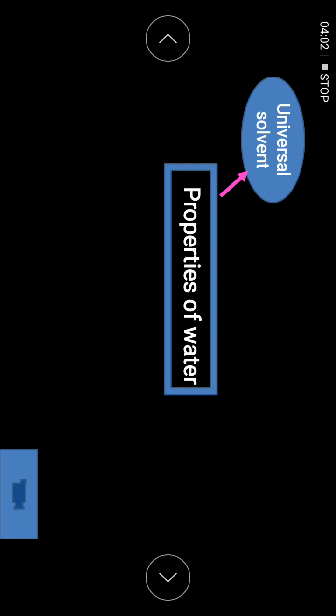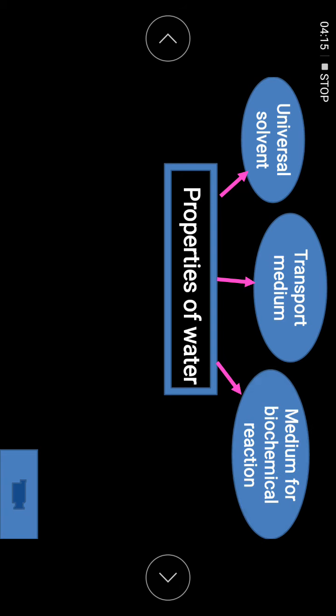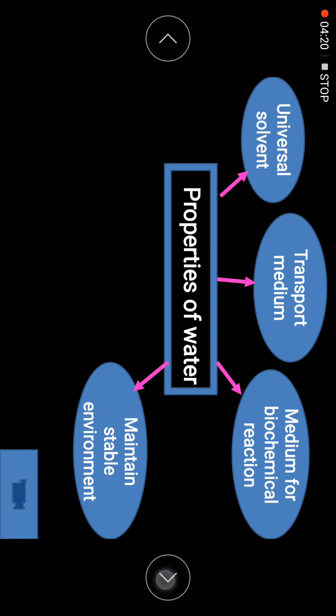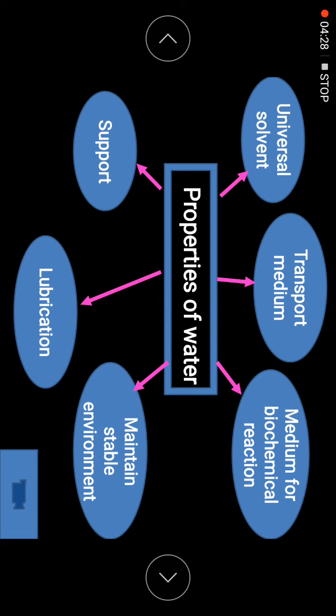It's good if you can give me examples and explanation of how the water acts as a universal solvent, medium of transport, how it becomes the medium for biochemical reactions, and how the water maintains a stable environment in the cell, and the function of water as lubrication, and also for support. If you see all these six, every one of these properties you can explain with different examples.